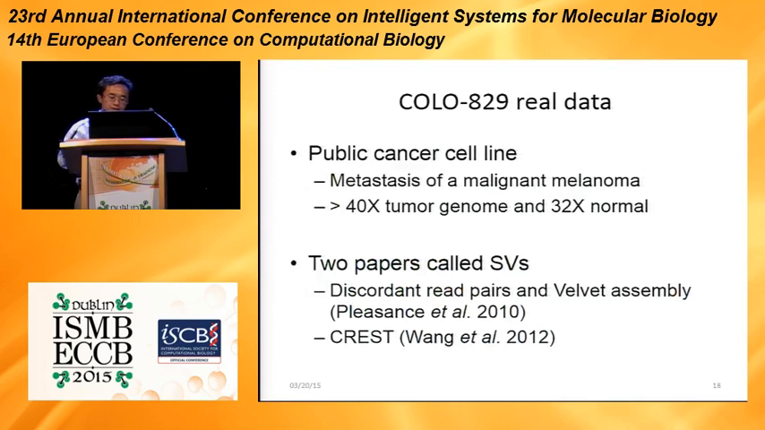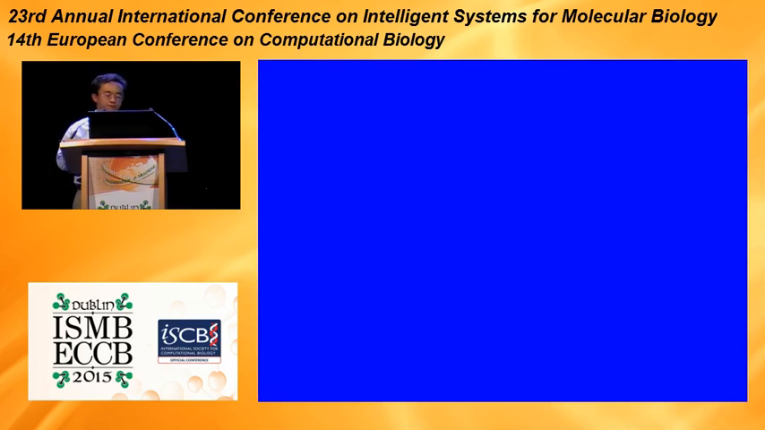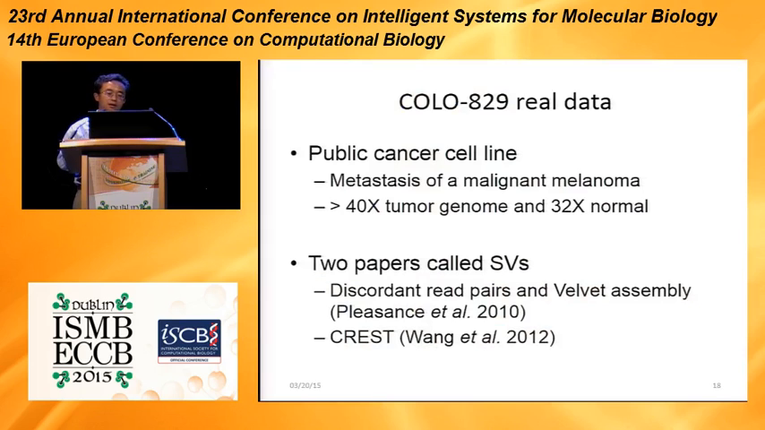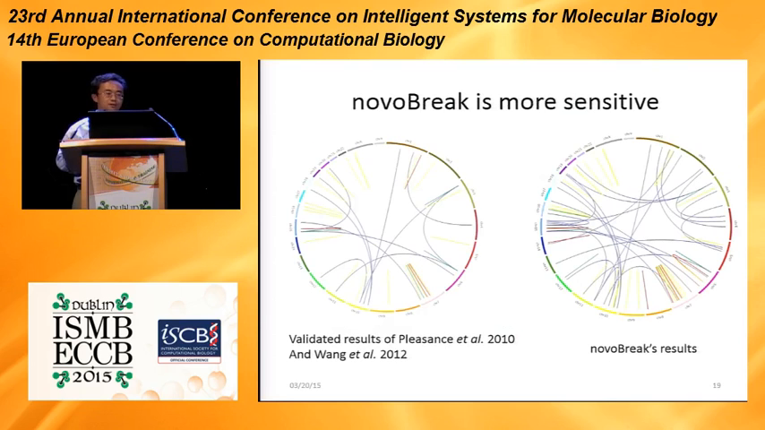So I'd like to just mention a little bit of performance results from our own evaluation on real tumor data. For example, we use one of the very well-studied cell lines, COLO-829, which is, I think, a melanoma cell line. And because there's already some validation data available in this genome, we use that as a standard to evaluate our algorithm.